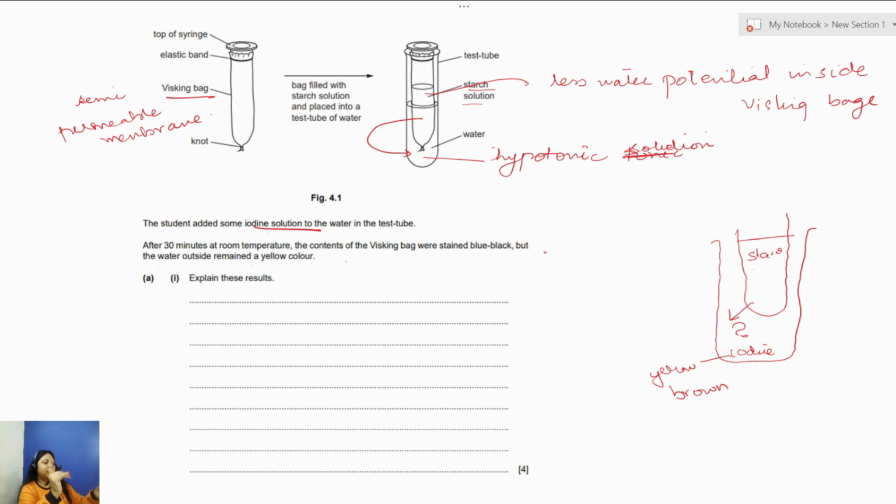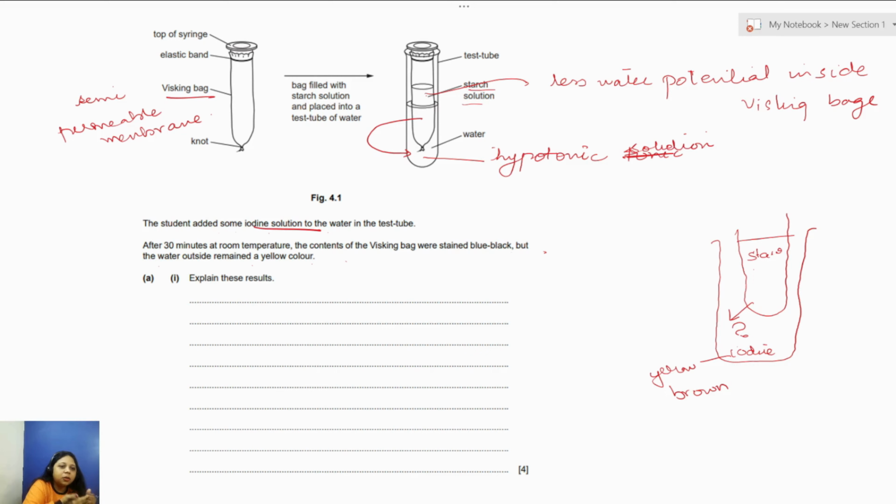Okay, let's see. The whisking tube is like a balloon. We filled it with starch solution. Then we place this balloon into a water of a test tube. So if it is partially permeable, the starch is not going out. Why? Due to its size. So this we have to mention.